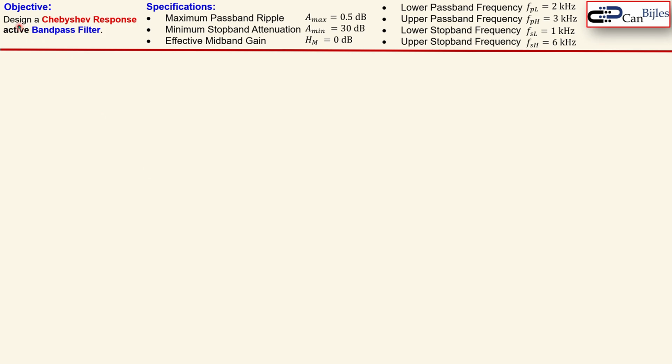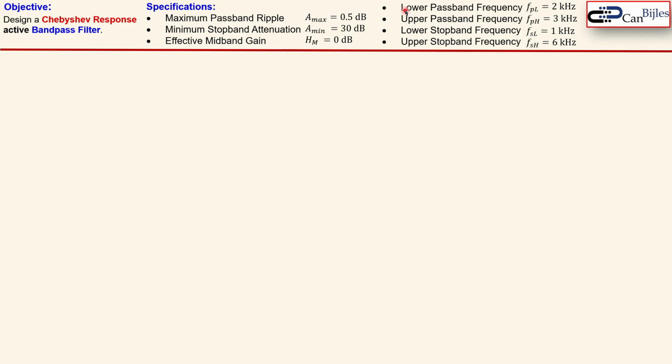We have the following design objective. We'd like to design a Chebyshev response, as said before, an active bandpass filter. Specifications are shown here. So we'd like to have the maximum passband ripple of 0.5 dB. That is the ripple for our Chebyshev response. The minimum stopband attenuation requires 30 dB and an effective midband gain is 0 dB. So we have unity gain at midband.